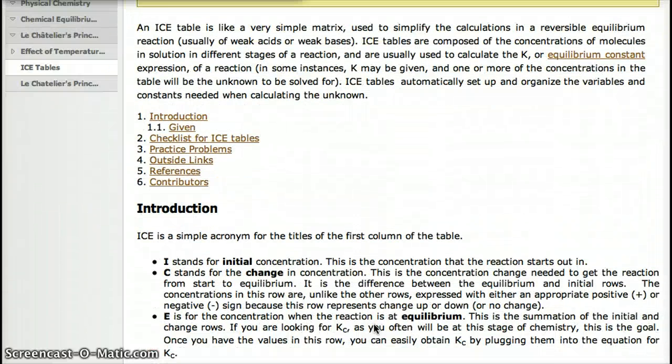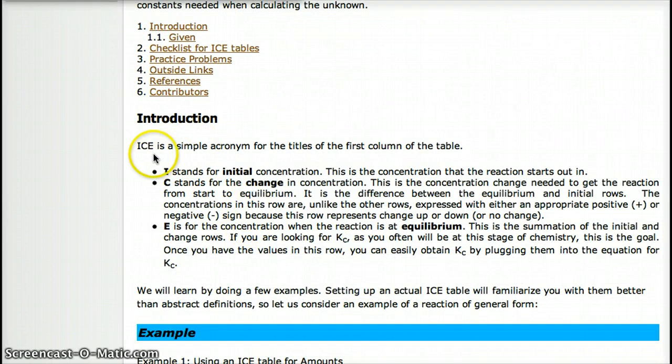We're just going to go through this quickly. It won't be too much. You need to know what ICE stands for. It's an acronym. You don't really implement it in any way except for knowing exactly what each one means. I stands for initial concentration, how it starts out. C stands for change in concentration, basically the difference from the start to the final concentration when it's at equilibrium. It's expressed with either an appropriate positive or negative sign because this row represents change up or down, or sometimes no change.